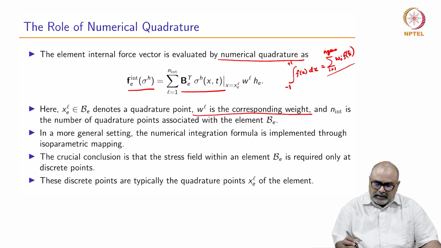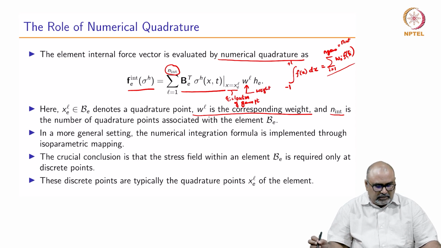So, here w_l is the corresponding weight, n integral is the number of integration points that we are going to have, and x_l denotes the location of the Gauss point. This is going to be like the xi_i, which gives the location of the Gauss point where we are going to evaluate the integral, and this w_l is the weight associated with that particular Gauss point.